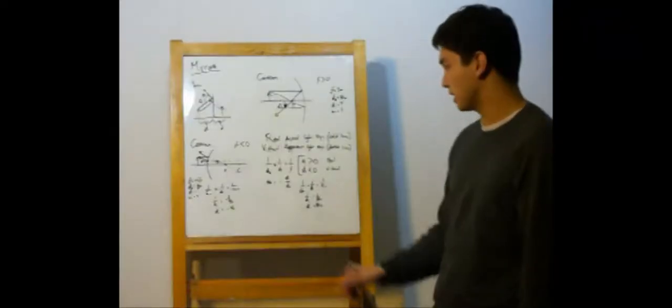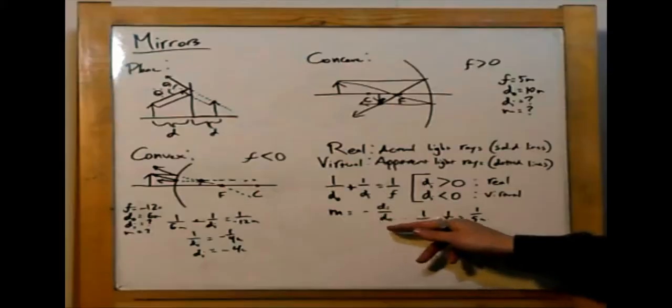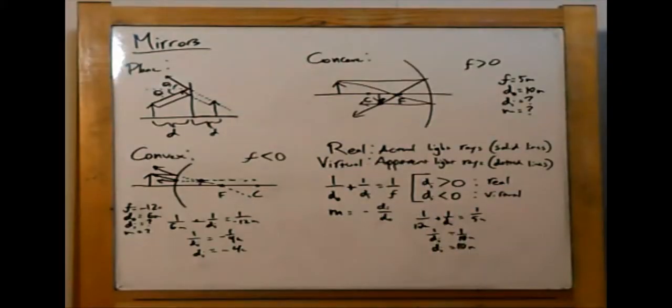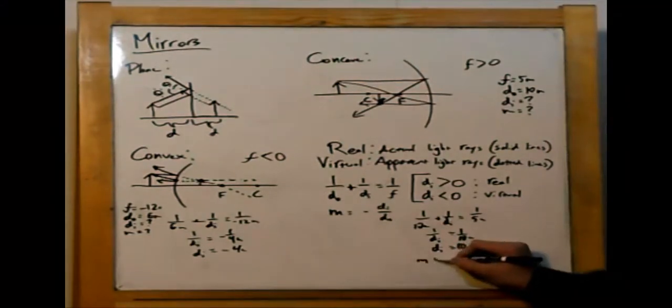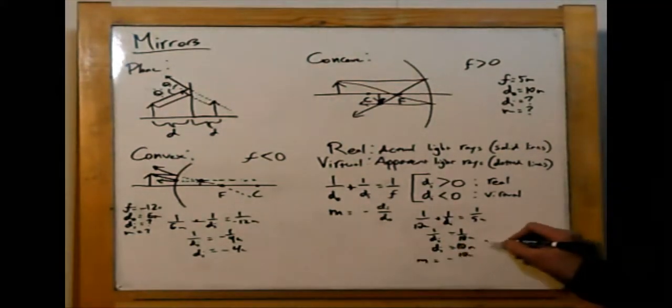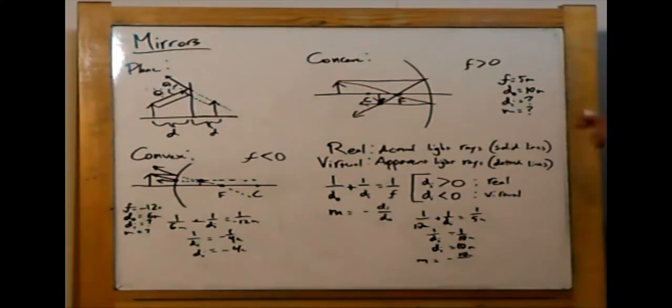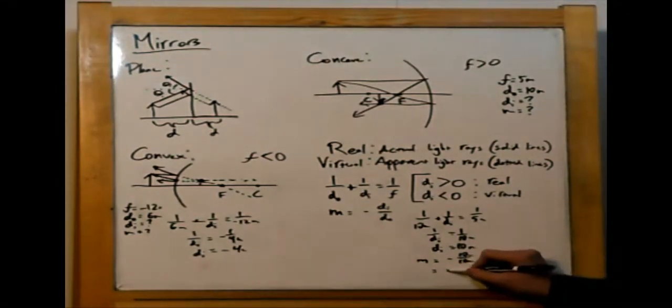Okay, so one last equation. Magnification is equivalent to negative image distance over object distance. So let's find the magnification of this mirror over here, our concave mirror. M is equivalent to negative image distance of 10 meters over here, divided by object distance of 10 meters. And so our magnification is negative 1.